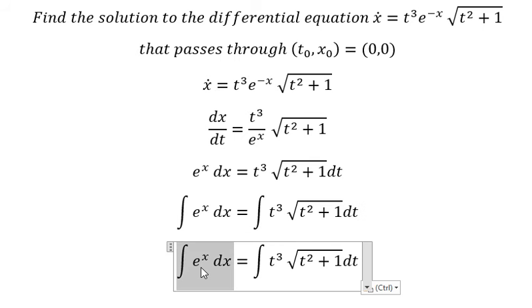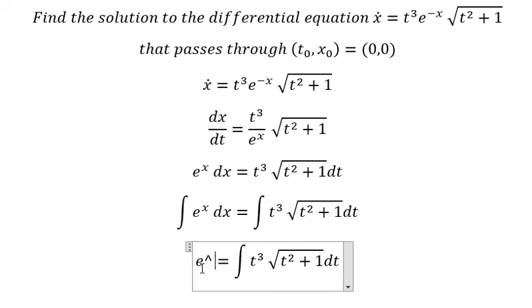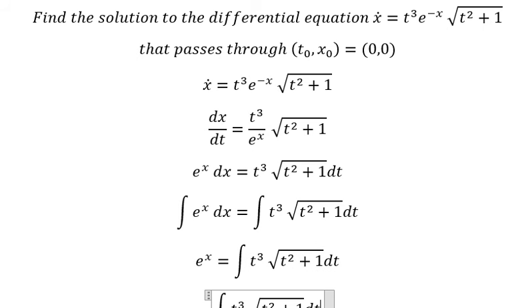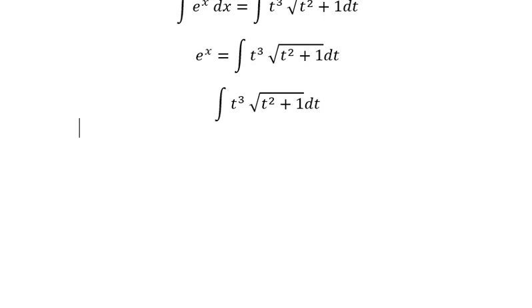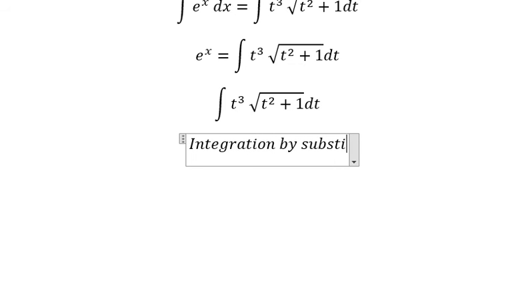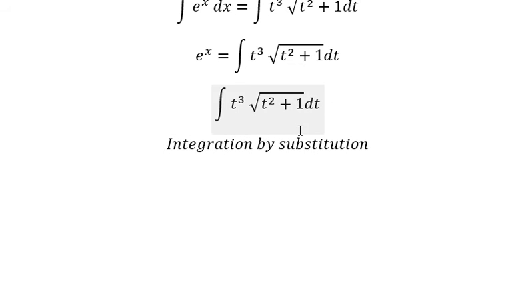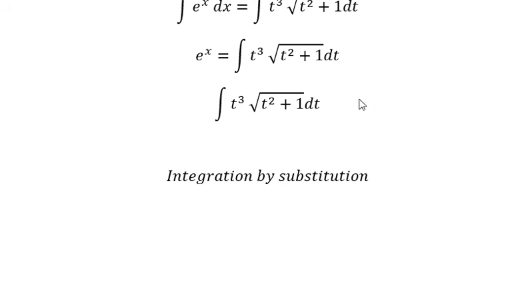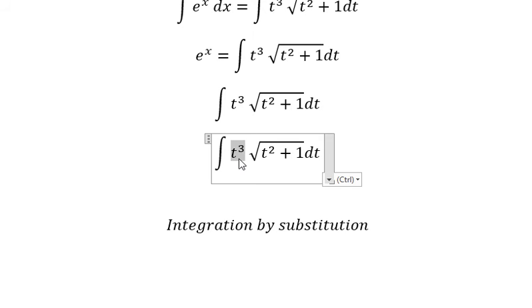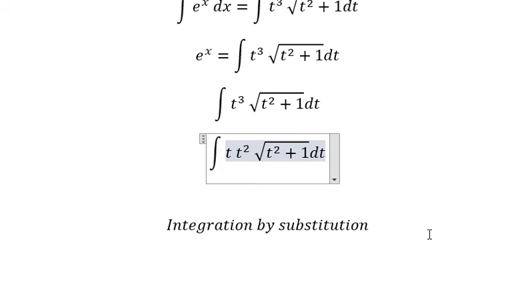So this one we have e to the power of s. Now we need to concentrate on this one. So we can use integration by substitution. In this one we can see that t to the power of 3, that is about t and t to the power of 2.